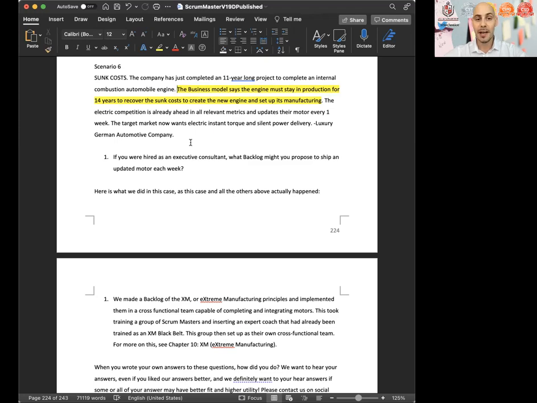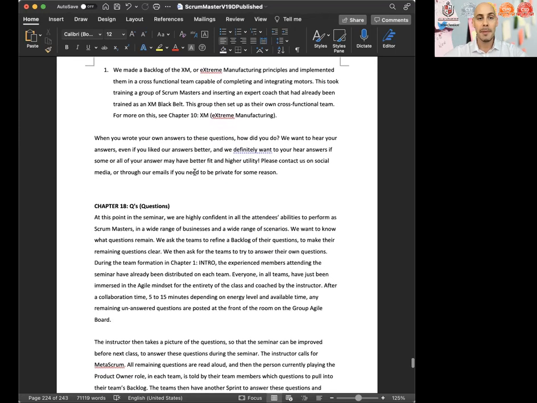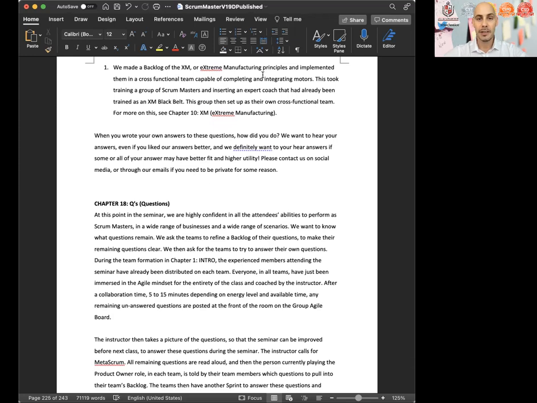Question 1. If you were hired as an executive consultant, what backlog might you propose to ship an updated motor each week? Here's what we did in this case, as this case and all the others above actually happened. 1, we made a backlog of the XM, or extreme manufacturing principles, and implemented them in a cross-functional team capable of completing and integrating motors. This took training a group of Scrum Masters and inserting an expert coach that had already been trained as an XM black belt. The group then set up as their own cross-functional team. For more on this, see Chapter 10, XM, Extreme Manufacturing.